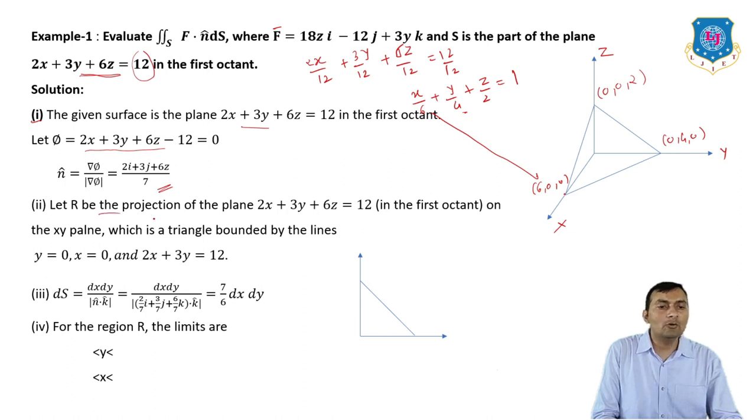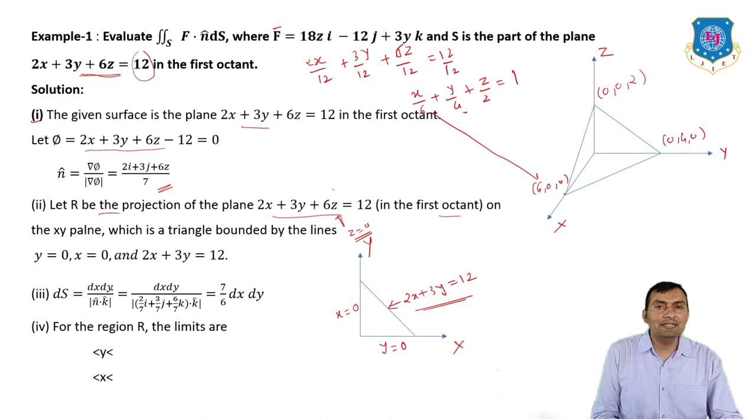Now let R be the projection of this plane in the first octant on the xy plane, which is a triangle. You can notice that this is our x-axis and this is the y-axis. This is the line y equal to 0 and this is the line x equal to 0. And this line will be 2x plus 3y equal to 12, simply by taking z equal to 0. If I substitute z equal to 0, I will get this equation.